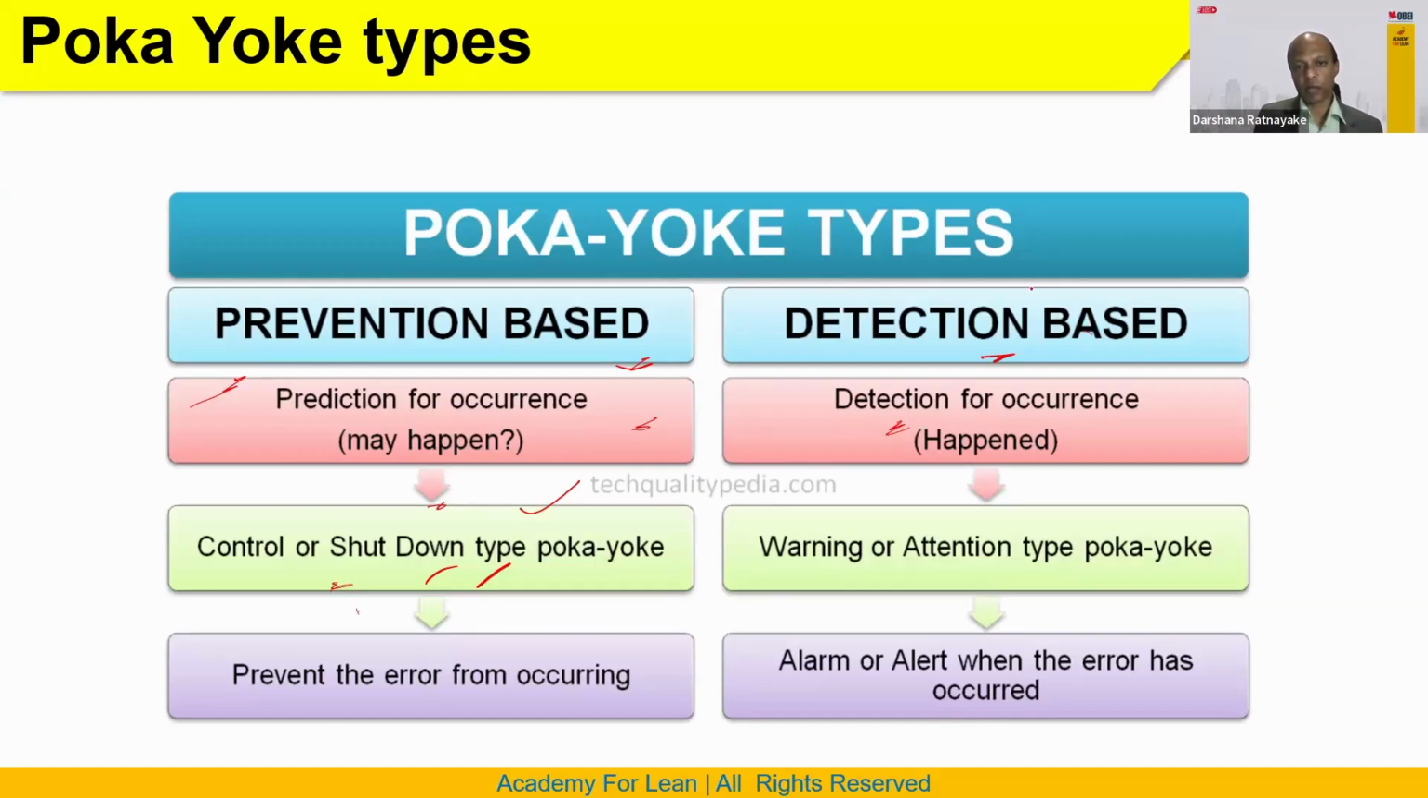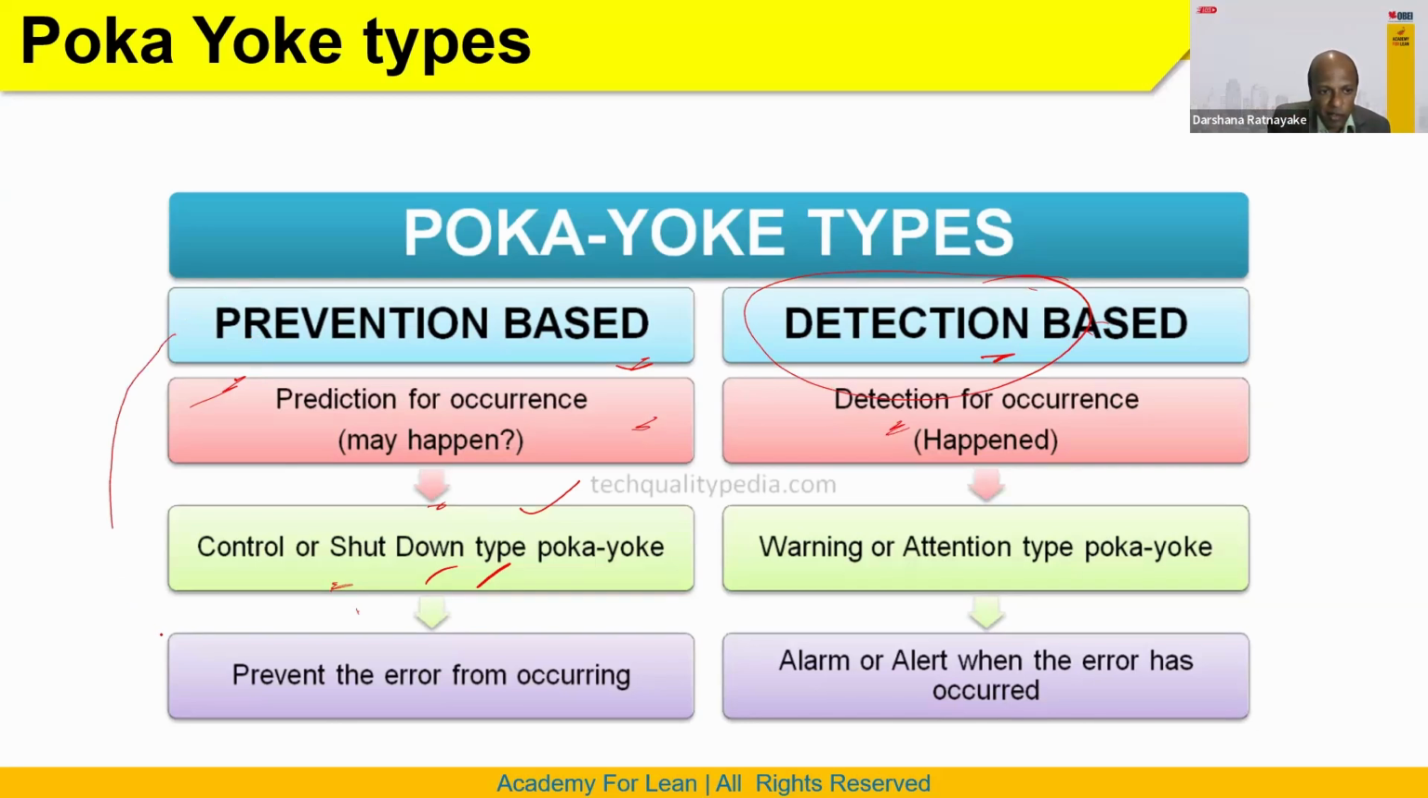The other one is called detection-based error proof. When an error happens, there will be a warning or something. A signal comes: okay, there's a defect here, please give attention. Detection comes. So that is called detection-based error proof. Right? Now, what is the difference here?